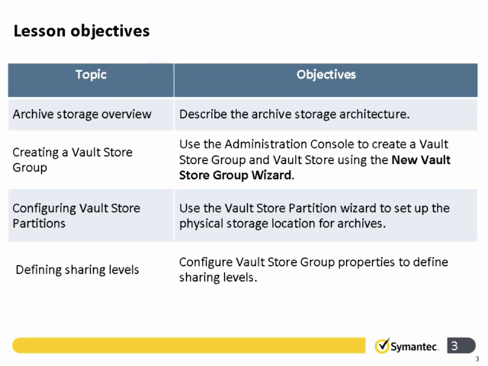So in this lesson, we're going to look at an overview of the archive storage and the basic architecture of that storage. We're going to look at how we're going to create a vault store and a vault store group. And then we're also going to look at the physical piece of the puzzle, which is the vault store partitions and how we create those and the different types of items that we can store the vault store partitions on. And then we're going to look at configuring the sharing levels. The sharing levels are actually going to be controlling our efforts at deduplication, which is going to impact our single instance storage.